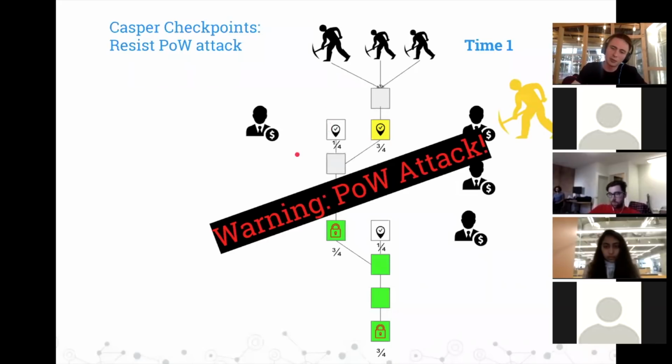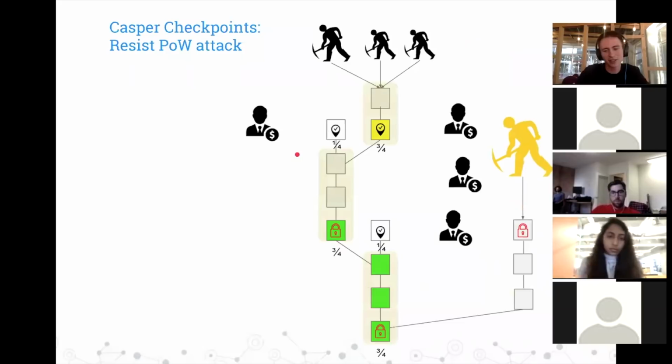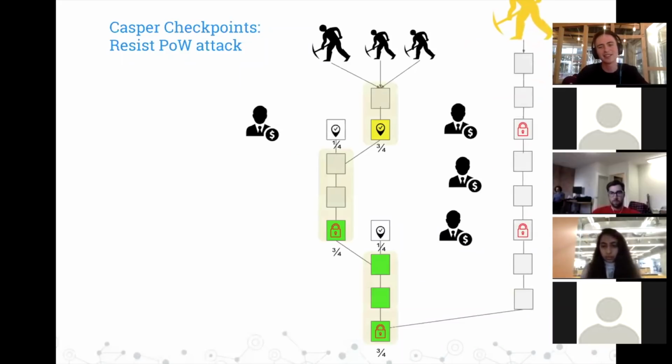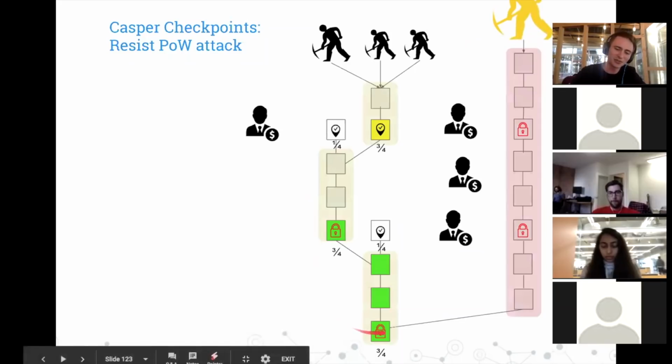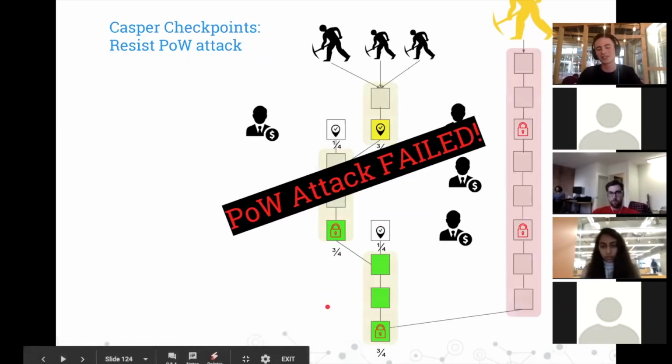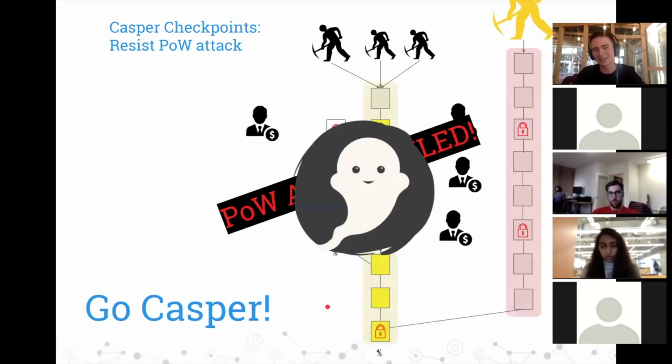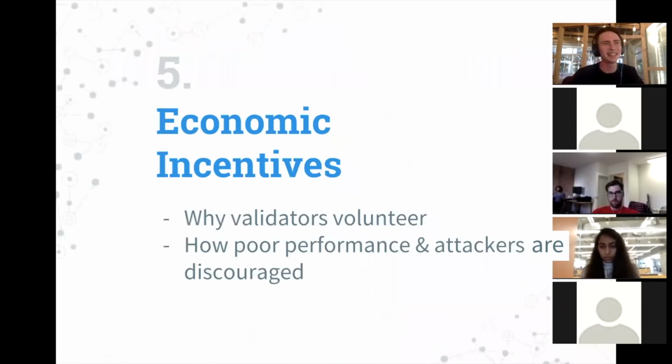So, proof of work attack. Oh no, what's happening? We've got that Ethereum ASIC. Boom. They didn't change our fork because we finalized these things. Proof of work attack failed. Go Casper. So, ta-da! We solved that UASF problem. Hopefully, you're convinced that it's a problem.